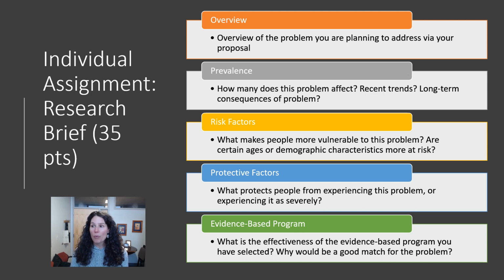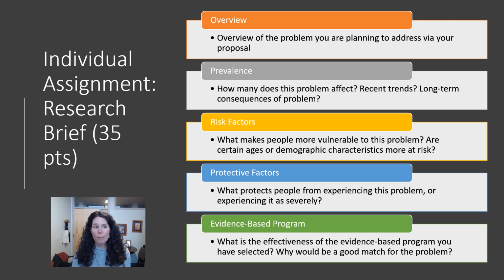So in the overview, you're giving an overview of the problem, like child maltreatment, that you're planning on addressing. Then you're going to go into a section on prevalence. How many people are affected by child maltreatment? What are the recent trends? Is it increasing? Is it decreasing? What are the long-term effects of experiencing child maltreatment?